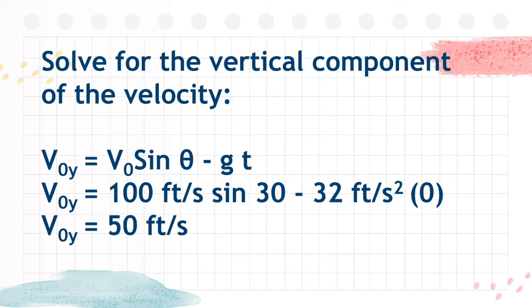To solve for the vertical component of the velocity, we are going to use the equation V sub y is equal to V naught sine theta minus acceleration due to gravity times time. We are just going to substitute our givens and our physical constant, which is our acceleration due to gravity, into our formula. So V sub y is equal to 100 feet per second sine 30 minus 32 feet per square second times 0. You can now use your calculator to solve for the value of our V sub y. And the value of V sub y is equal to 50 feet per second.